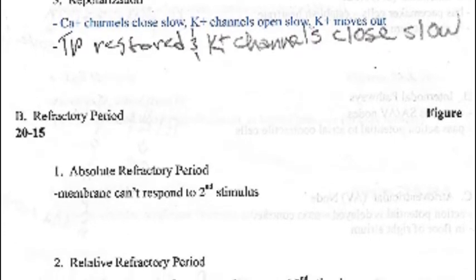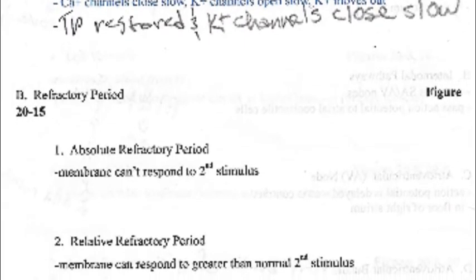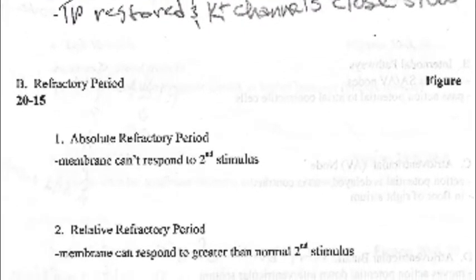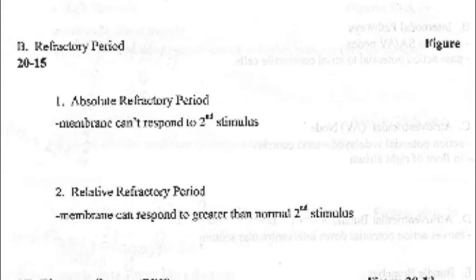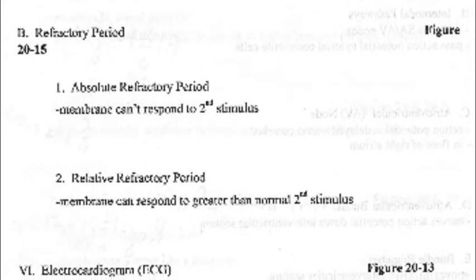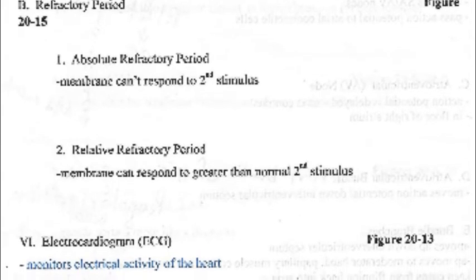The next 2 points are about the refractory period. The absolute refractory period is when the membrane cannot respond to a second stimulus. The relative refractory period is when the membrane can respond to a greater than normal second stimulus.